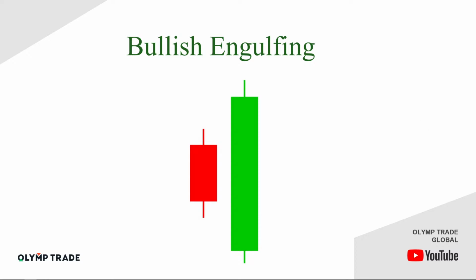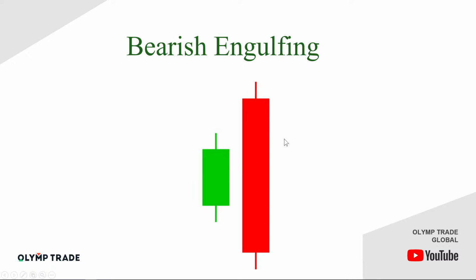So on the next slide, we are, of course, going to have the flip side of the coin. It's the same pattern, but a reversal to the downside called a bearish engulfing. So we have a green candle followed by a red candle that completely covers and eats up the first one. You want to look for this pattern at the end of an uptrend and consequently at a level of resistance.